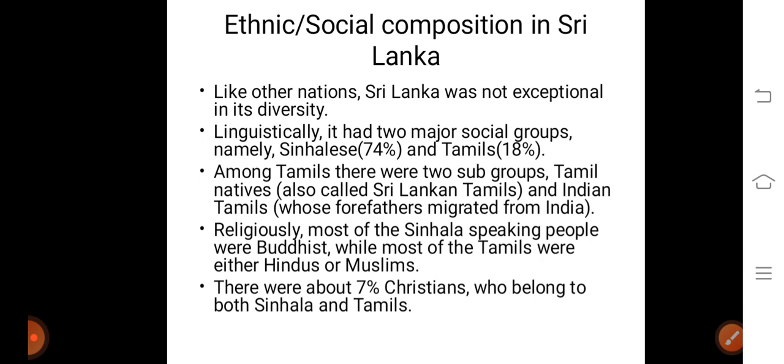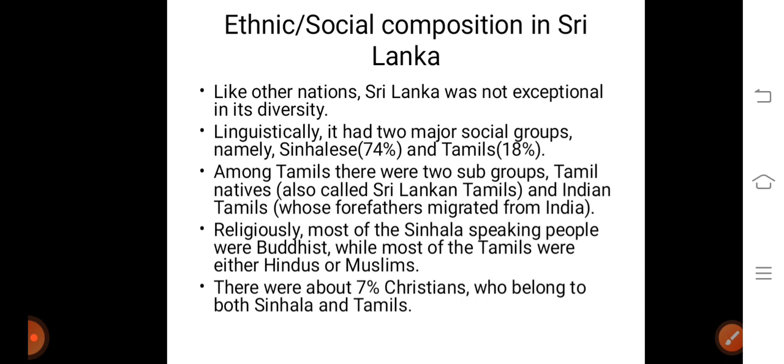Like other nations, Sri Lanka was not exceptional in its diversity. Yes, it is the social differences that exist everywhere in the world. It does not matter whether the country is small or bigger in size, right? So Sri Lanka was not exceptional in this case. If we see from the linguistic perspective, linguistically it had two major social groups, namely Sinhalese and Tamils.